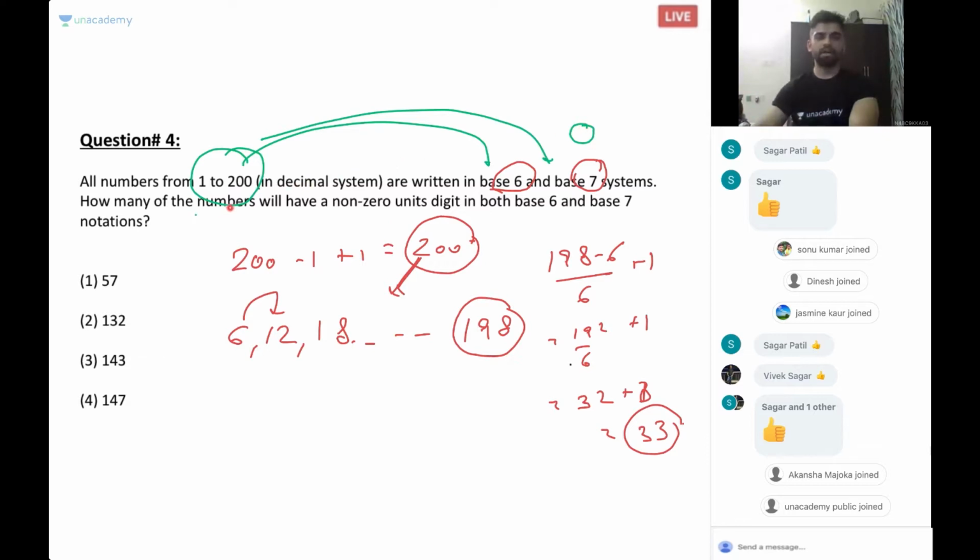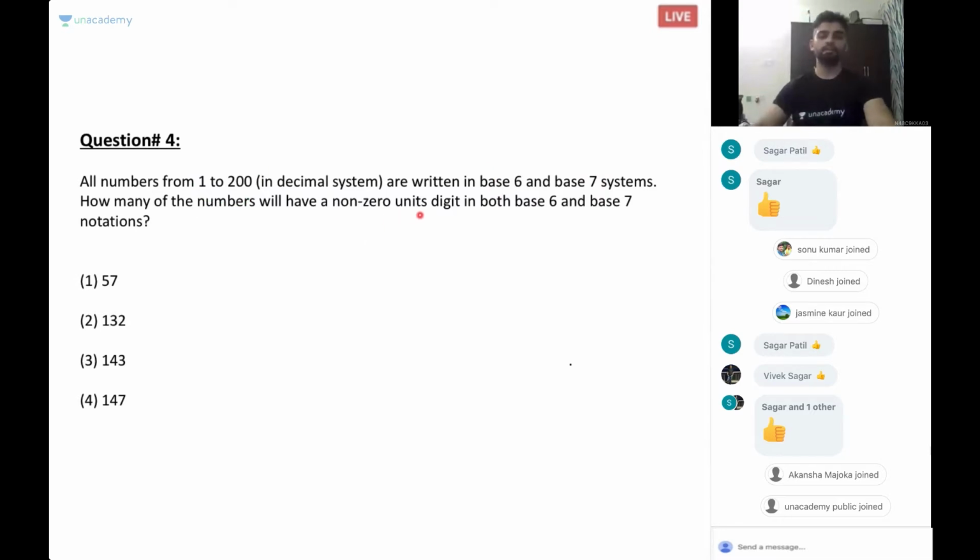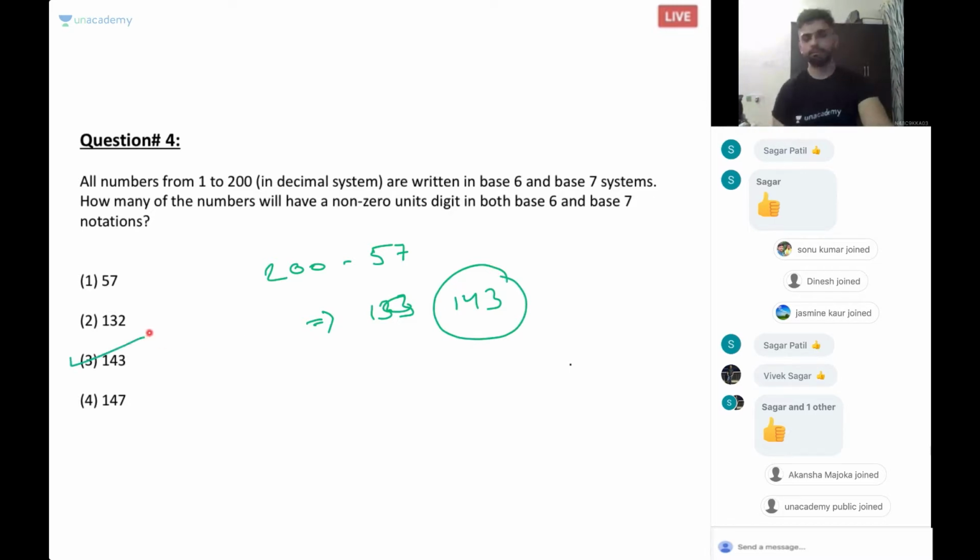Okay, how many of the numbers will have a non-zero units digit? That means how many numbers are not multiples of 6 and 7. So there are total 200 numbers minus multiples of 6 or 7 is 57, gives me 143 as the answer. Okay.